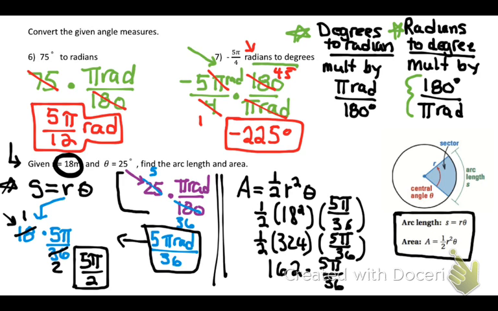We can divide 36 by 18 and we get 2. 162 divided by 18 is going to be 9. So the 9 times the 5 pi gives me 45 pi all over 2. And if you put that into your calculator, I think it comes out to approximately equal to 70.686 meters squared. And remember, the answer is going to be squared because it's area.